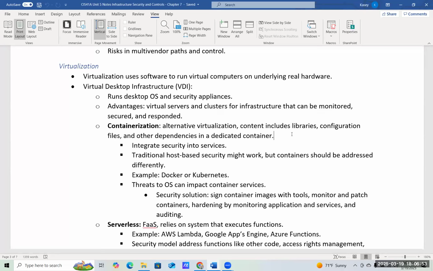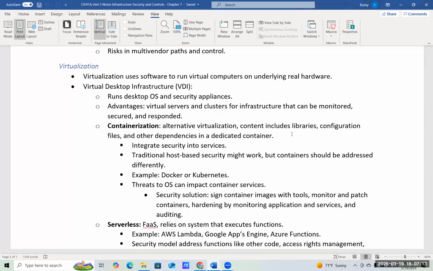So Docker, and then if you look for a job, you might see Kubernetes. This is a very common tool, right? So if you want to explore, learn about it, add that to your resume. A lot of people are looking for that type of skill.